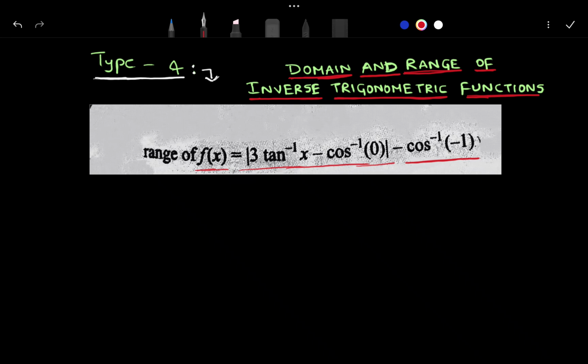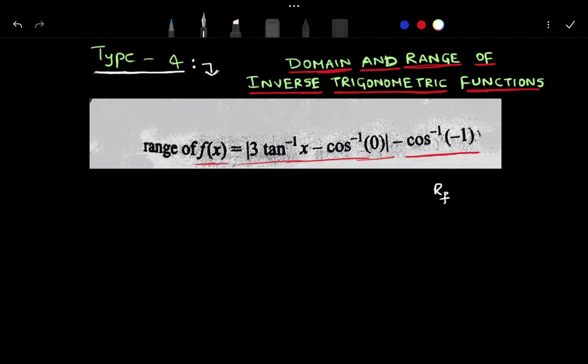First, what is the meaning of a range? Range is, in simple terminology, the output. So here, what is the least value and what is the highest value? Least value is the minimum value, highest value is the maximum value. If you represent that, it is a closed interval: minimum value comma maximum value. So this is nothing but the range of the given function.